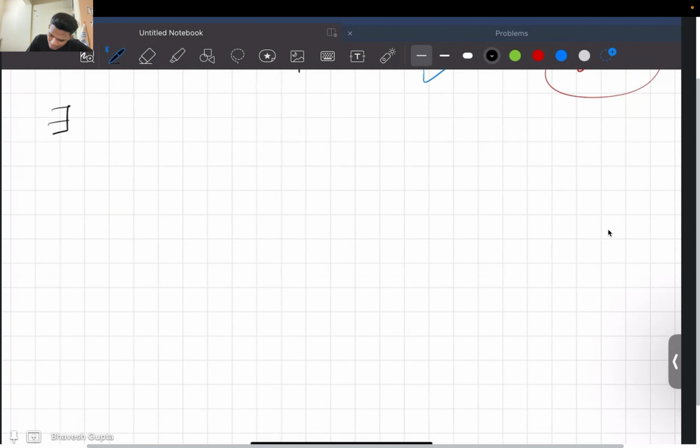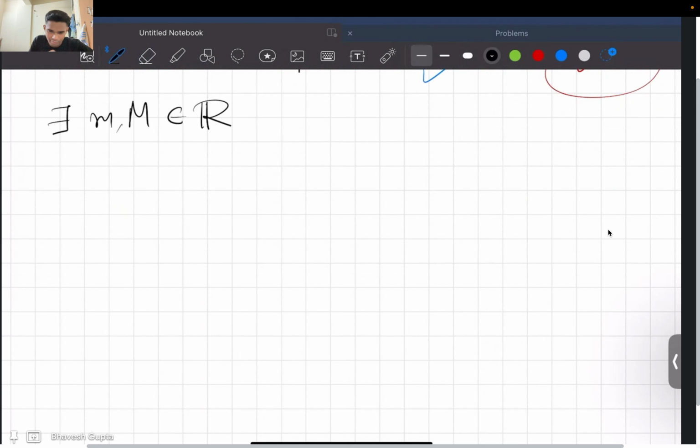There exists small m greater than 0, capital M greater than... no, there exists small m, capital M belonging to the real numbers.